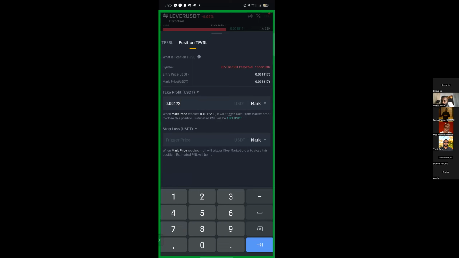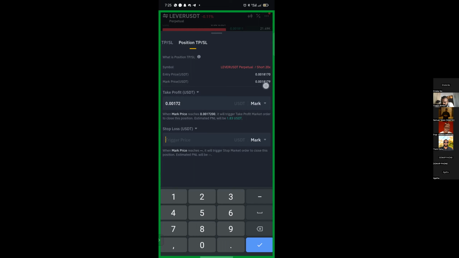Now the stop loss, and the current market. Here's the current market. Look at the information. This is when you entered: 0.0018170. This information will guide you. Now look at the current market price, 0.0018179.